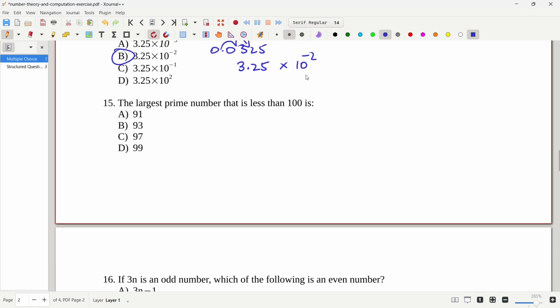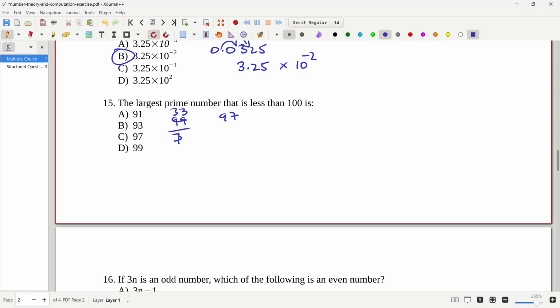The largest prime number that is less than 100. Okay, so as long as none of these numbers have another value that divides them, then that is the largest prime number. We can see right away that 99 is divisible by 3. So 3 into this, 33. So the next thing that we have to check is 97. 97. I can't think of anything that can divide 97.